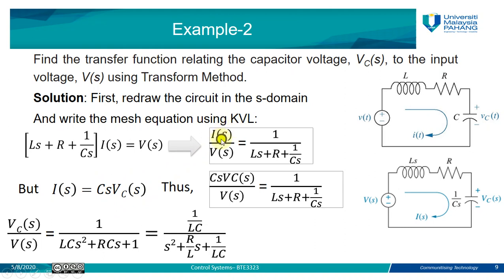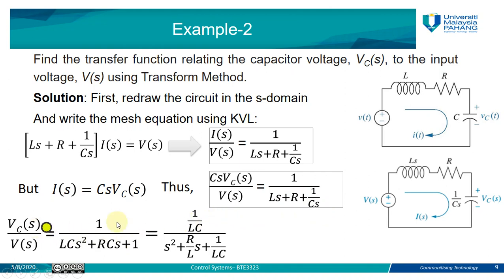We are going to replace this value of the current by the capacitor voltage times C times S. So now we have Cs Vcs over Vs. The value of Is is replaced by the value of Cs Vcs. Okay, so we have Cs Vcs over Vs equal to the same value on the right side, and this value is actually constant. L is constant, R is constant, C is constant. The only variable here is the s operator, or the frequency operator, which is s.